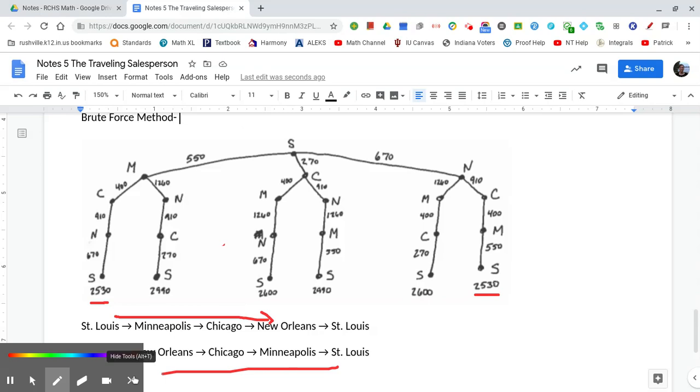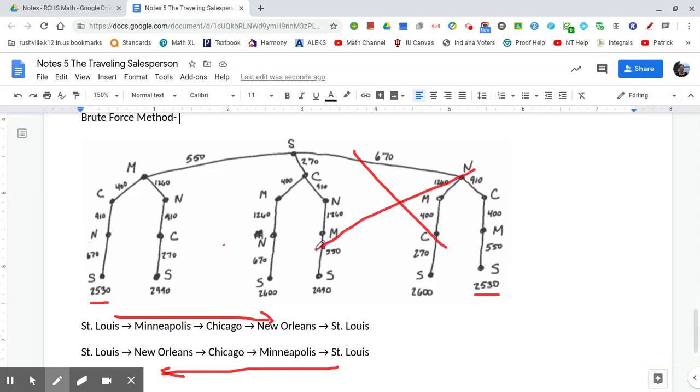It's just backwards. All right, so what that means is the brute force method, while a tree diagram does take a while to make, there is a way for us to make it a little bit smaller, and the fact that these circuits are the same as these, they're just backwards. So you don't need to make a full tree diagram. Instead, you only have to make half the tree.